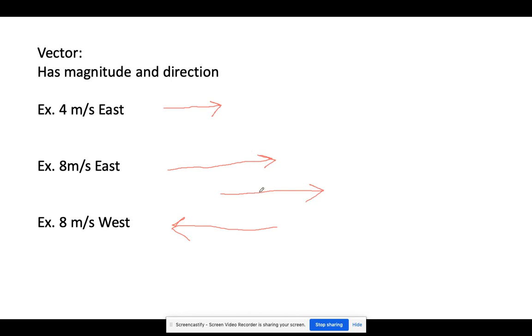I can draw the arrow in whatever spot I want. What's more important is the size of the arrow and which way it's pointing, not really where it is. That's the way vectors work. They're showing us how much and which direction.